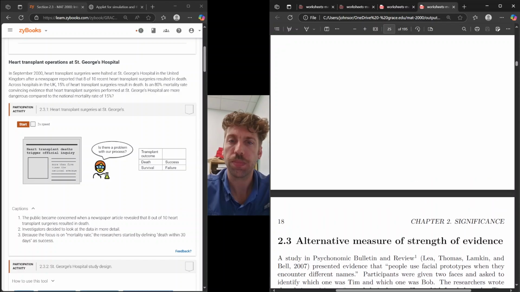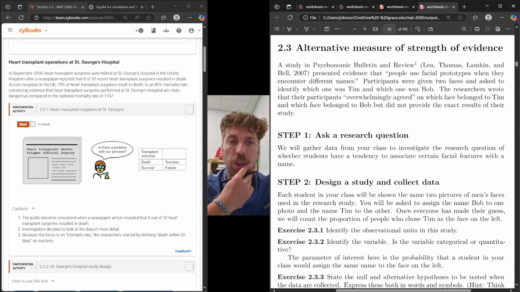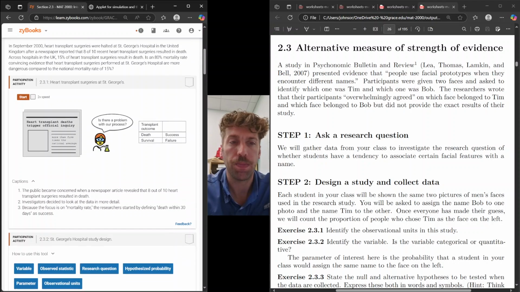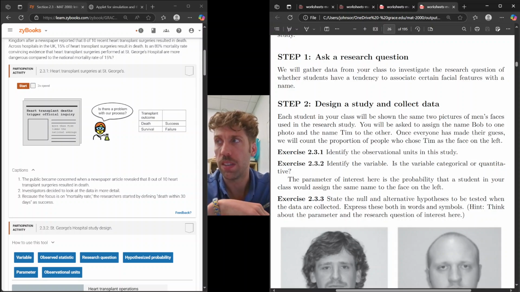So we start off with asking a research question. Again, an example of asking a good research question is in the participation activity there. And then identify the observational units of the study and identify the variable and if it's categorical or quantitative.